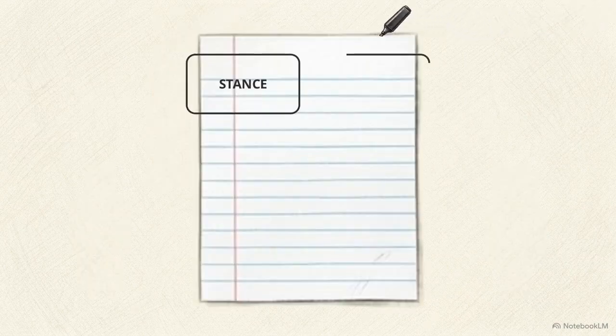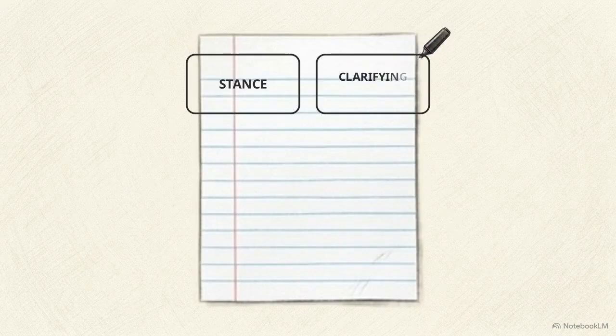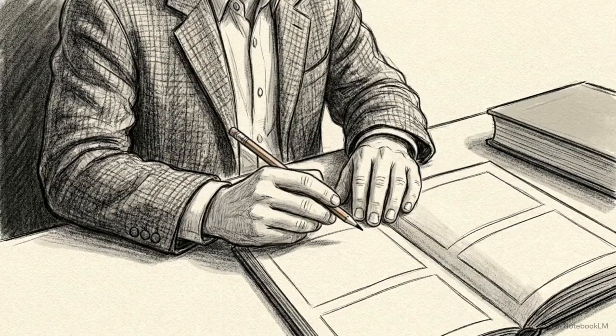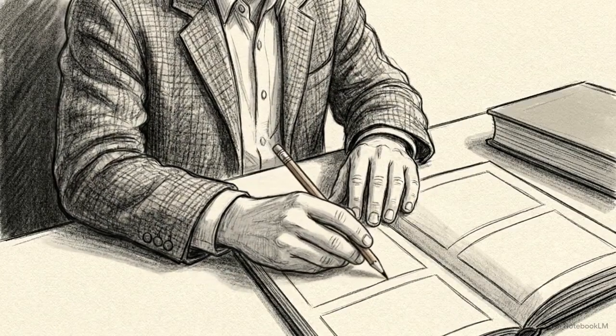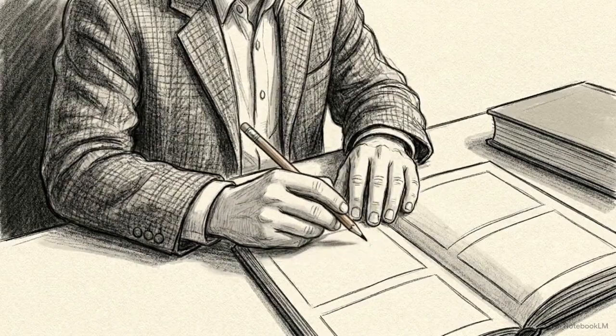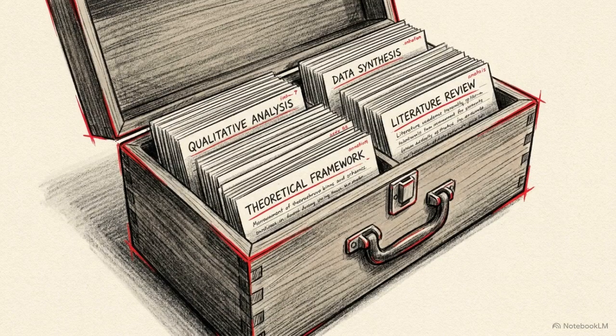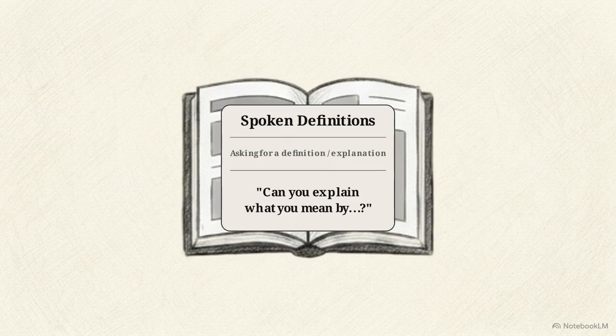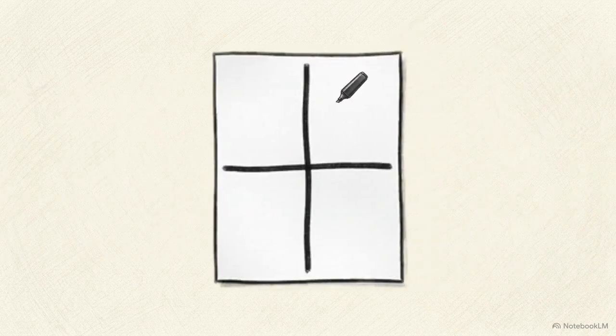Step 2. Draw a second box and title it Clarifying Terms. It is incredibly common to sit in a seminar and simply nod along to academic jargon you don't actually understand. We are going to build a tool to fix that. Looking at this spoken definitions table, we see the exact phrasing you need to respectfully pause the conversation. Write down, "Can you explain what you mean by?"